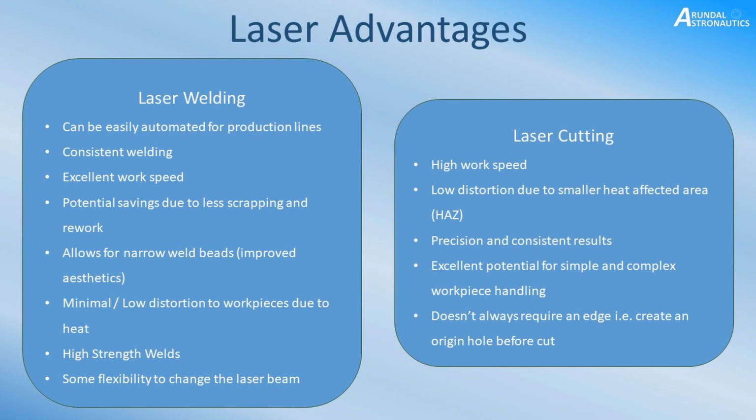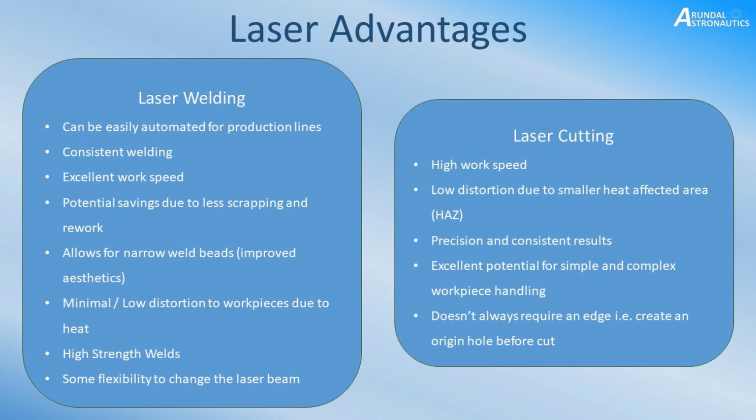For example, the high work speed potential, the low distortion because of the smaller heat affected area, and also the precision and the consistency of those results. Laser cutting performs well in both simple and complex workpiece handling. For example, a simple workpiece could just be a straight two-dimensional piece of material that is cut through, or if there was more complex robotics and programming of the robot arms and so forth, then you could also laser cut complex pieces of material into all sorts of different geometry.